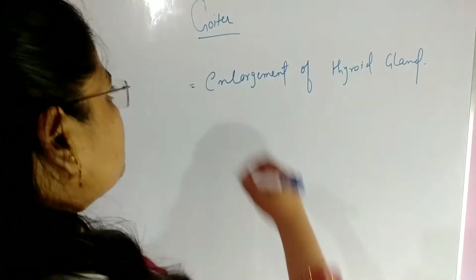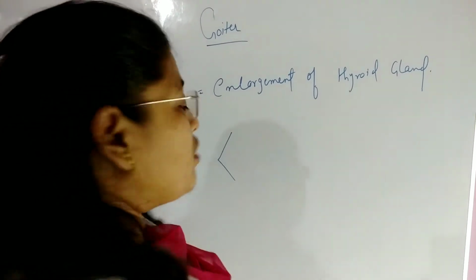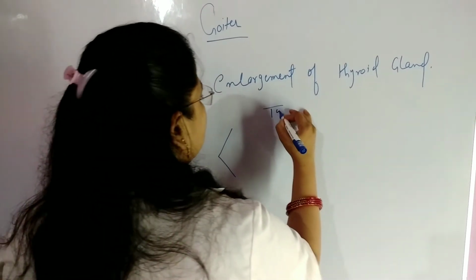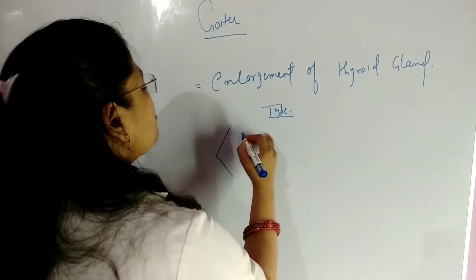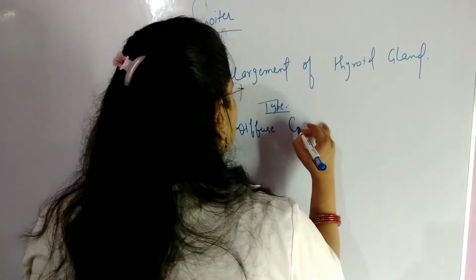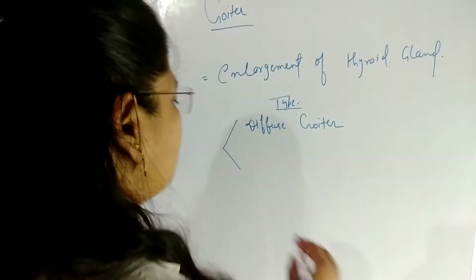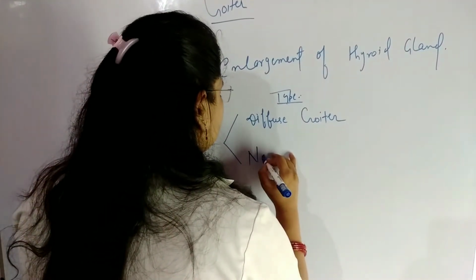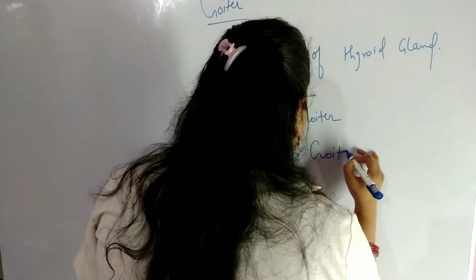And this goiter is of two types. The types of goiter are: first, diffuse goiter, and second, nodular goiter.